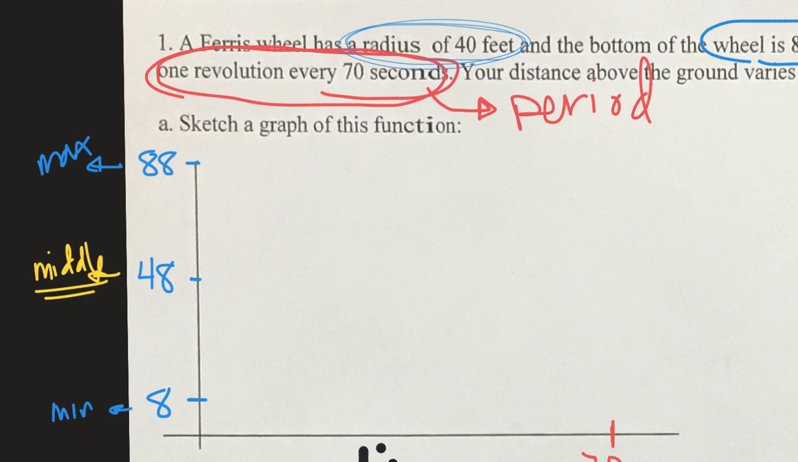Okay, so if we were going to make this sketch, we're going to do our horizontal midline right through here through 48. So that's the middle of our graph, representing, of course, the center axis of your Ferris wheel.